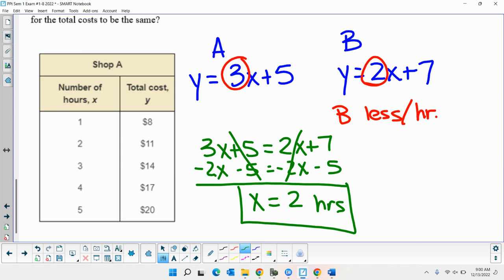Yes, ma'am. I just plugged it in until they were the same. Yeah, you got 2. That's okay. Plug and chug, guess and check. That's all right. Questions? Does that help, going over it?